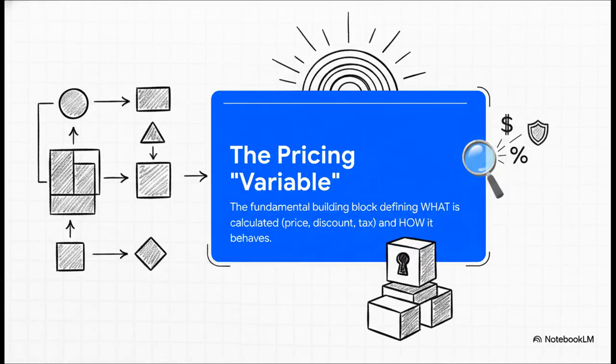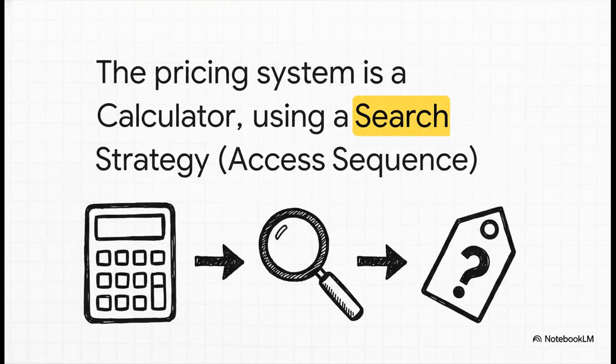Okay, so it all starts with this one core idea. Let's call it the pricing variable. The easiest way to think about it is like a single building block. It's just a simple rule that tells the system exactly what it's supposed to be calculating. Is it the main price, a special discount, sales tax? Every single piece of that final price you pay starts its life as one of these little variables. To get a picture of how this all fits together, imagine the whole pricing system is just a really smart calculator. It's got a search strategy to find the right numbers for any situation you can think of. But the real heart of the whole operation, the most important part, is the variable itself. And that's exactly what we're going to zero in on.